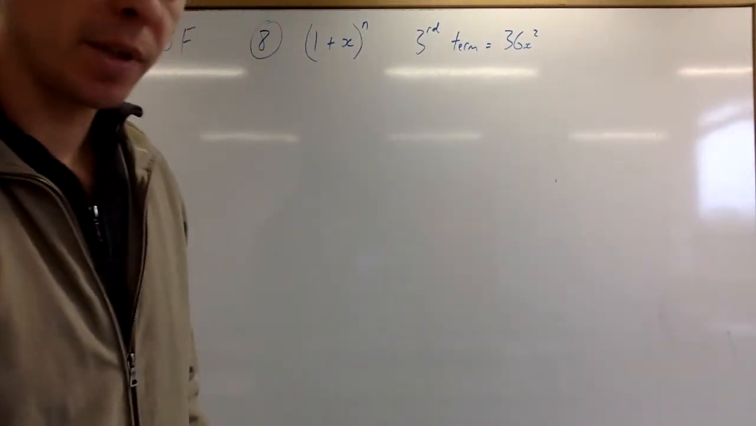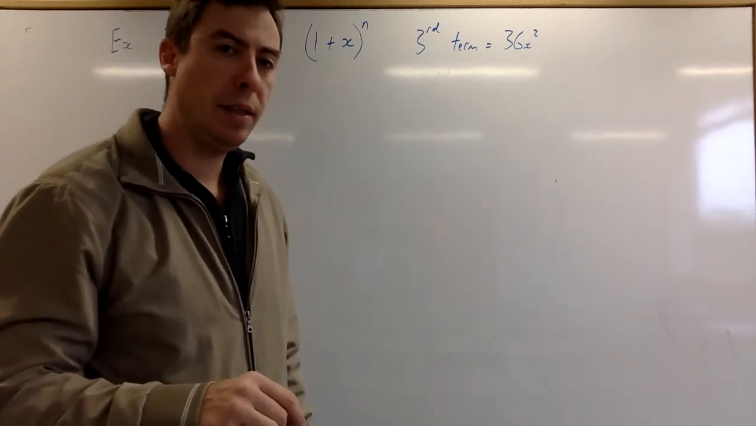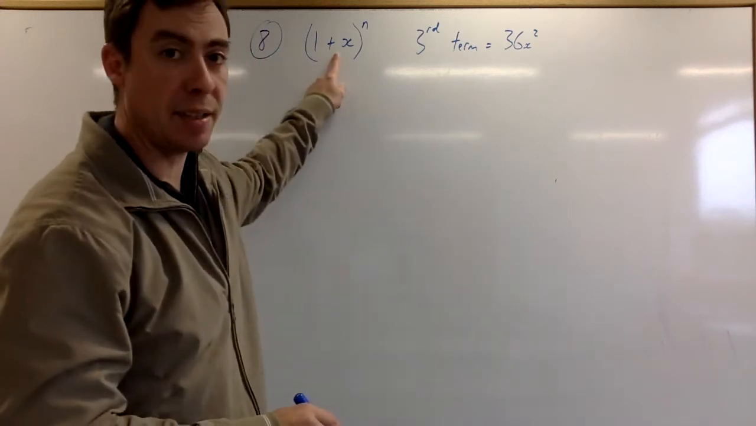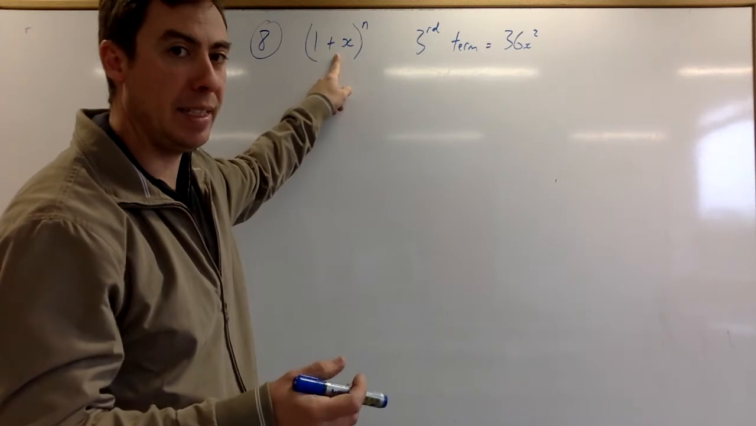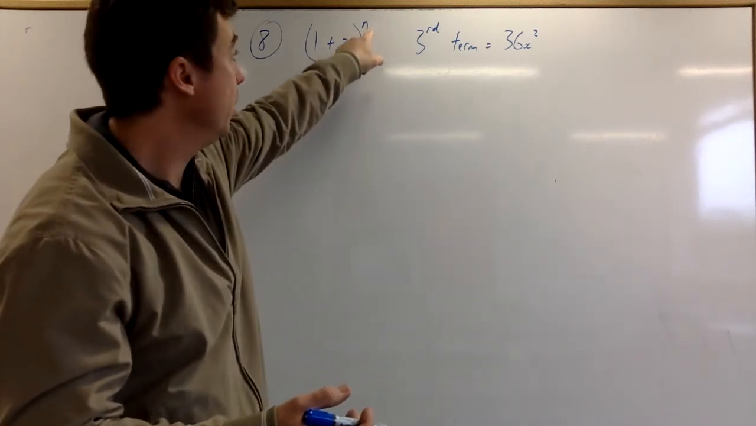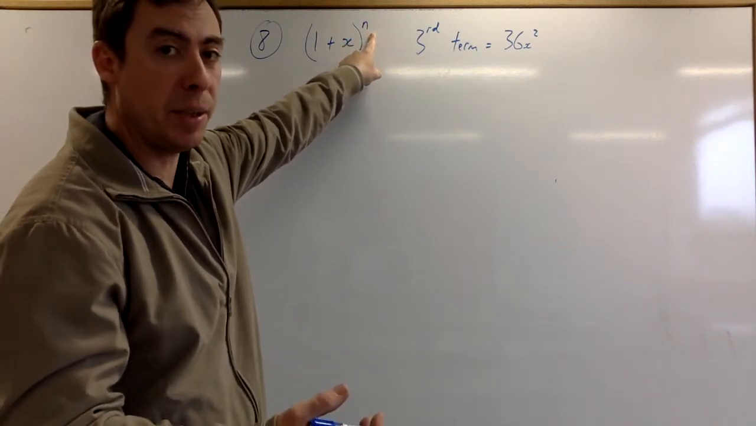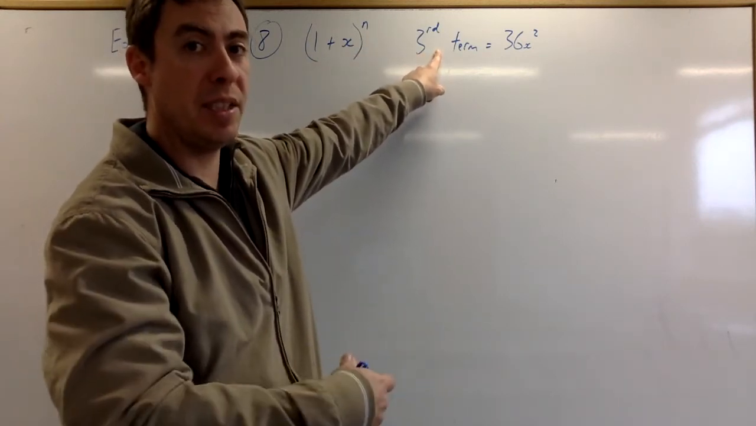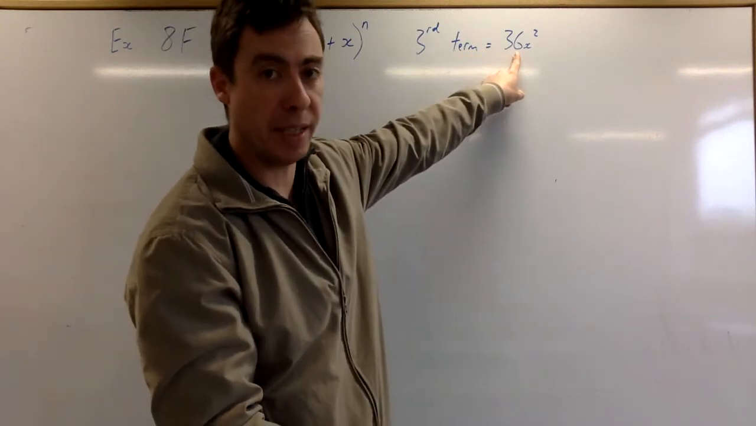Okie dokie. This is question 8. The binomial that's been expanded is 1 plus x. That's nice and easy. 1s, x's, easy numbers, right? And variables. To the power of n, we don't know what our n is, so this is different to other questions. What we do know is that the third term of this expansion would be 36x squared.